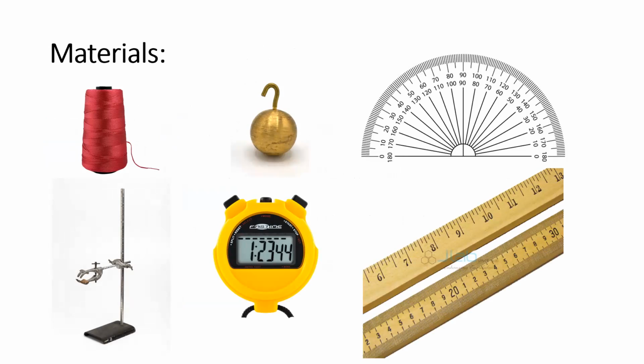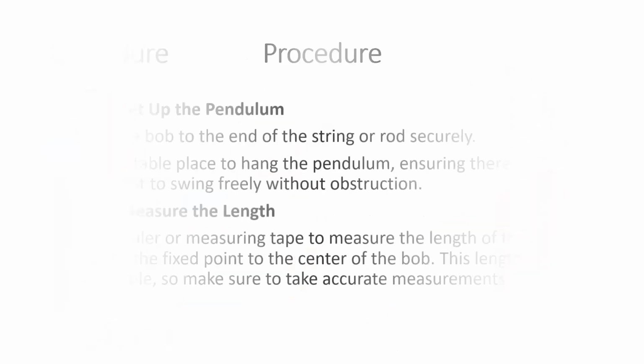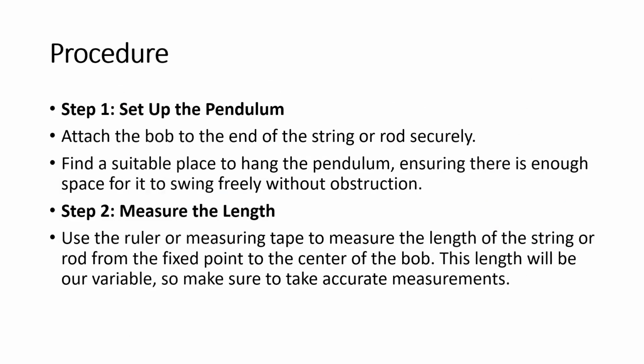Step-by-step procedure. Step 1. Set up the pendulum. Attach the bob to the end of the string or rod securely. Find a suitable place to hang the pendulum, ensuring there is enough space for it to swing freely without obstruction.